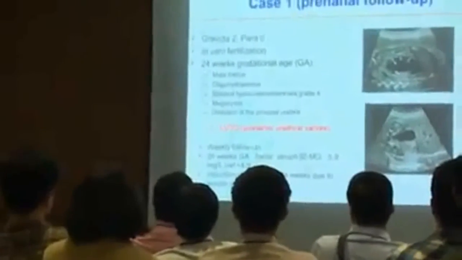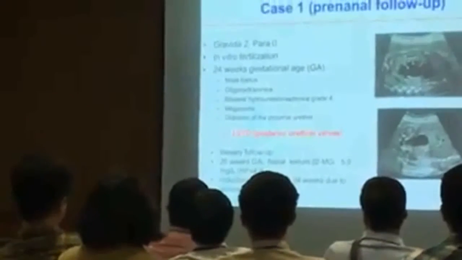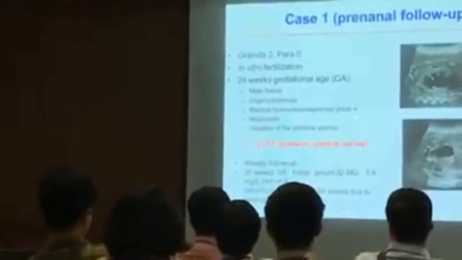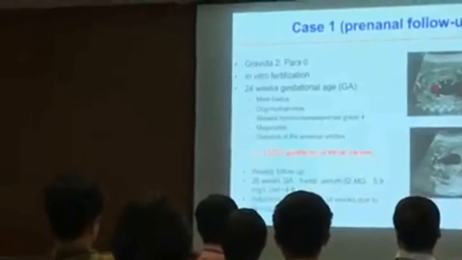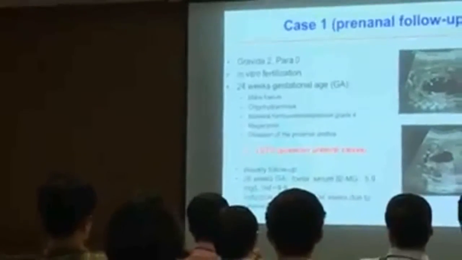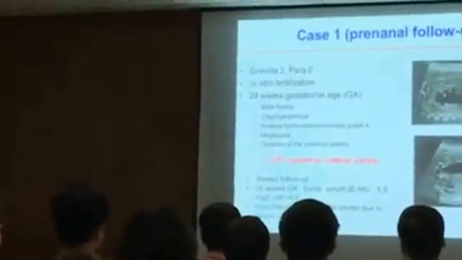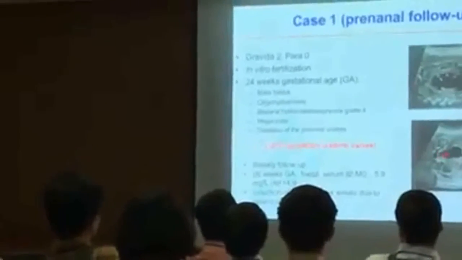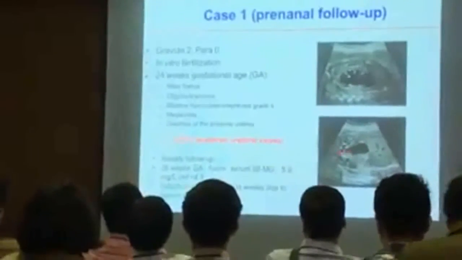At 24 weeks, a male fetus, but you can see oligohydramnios and also bilateral hydronephrosis, grade 4. As you can see, this is typical grade 4, and also megacystis, and also dilation of the proximal urethra. So it's LUTO again. As you can see, this is LUTO. You can see a bottleneck here.